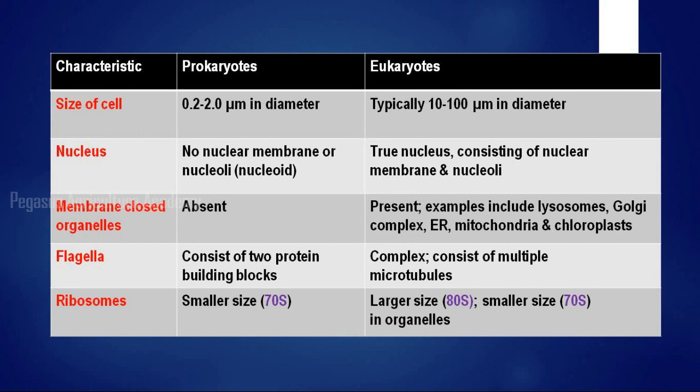Eukaryotes consist of both 70S and 80S ribosomes. These 80S ribosomes are found along with the endoplasmic reticulum, and these 70S ribosomes are present in special cell organelles like the mitochondria or the chloroplast.